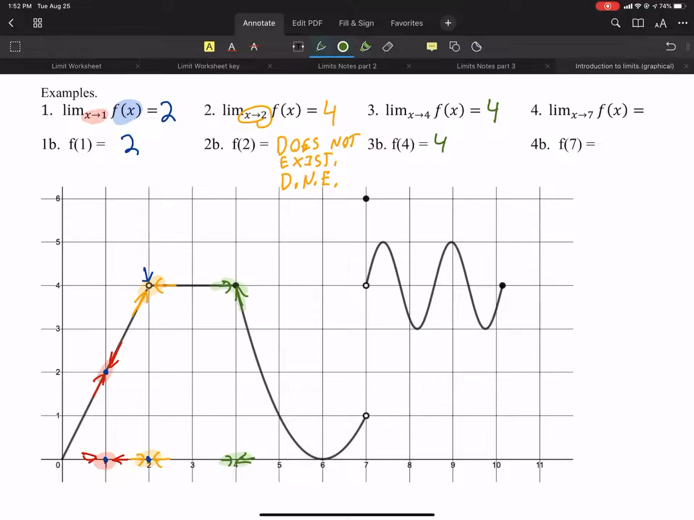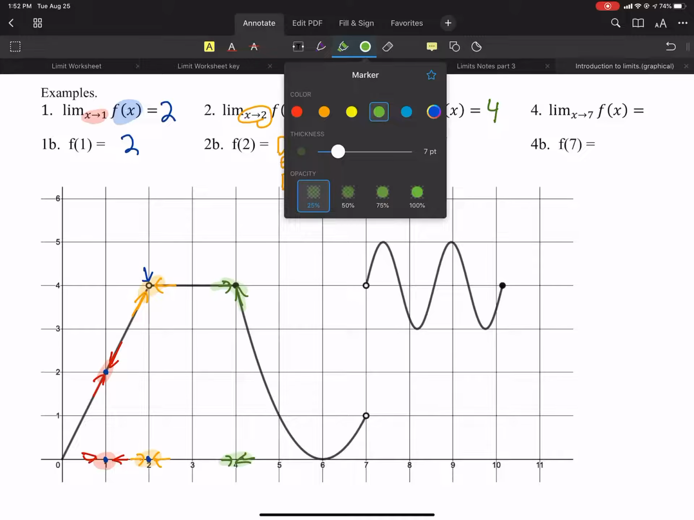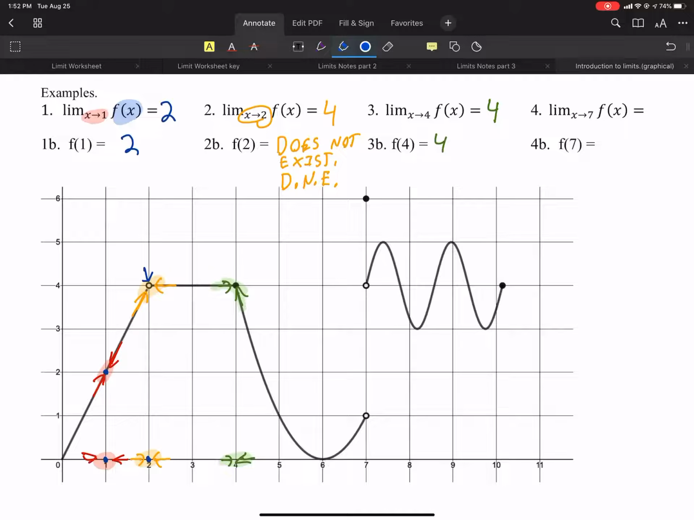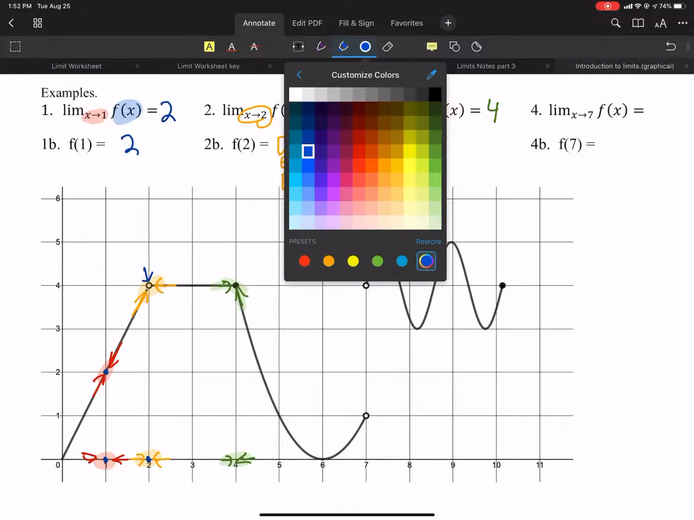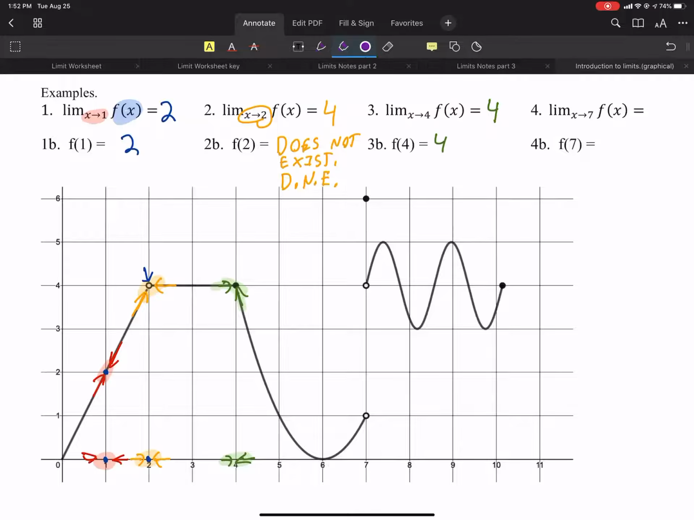And on to the last one, 7. We'll do purple. I've got to choose purple from this list. That looks pretty close. All right, so we're approaching 7. Around 7 will be there. So it's that region and that region. So we're approaching 7 from both sides. But what are the actual y values?